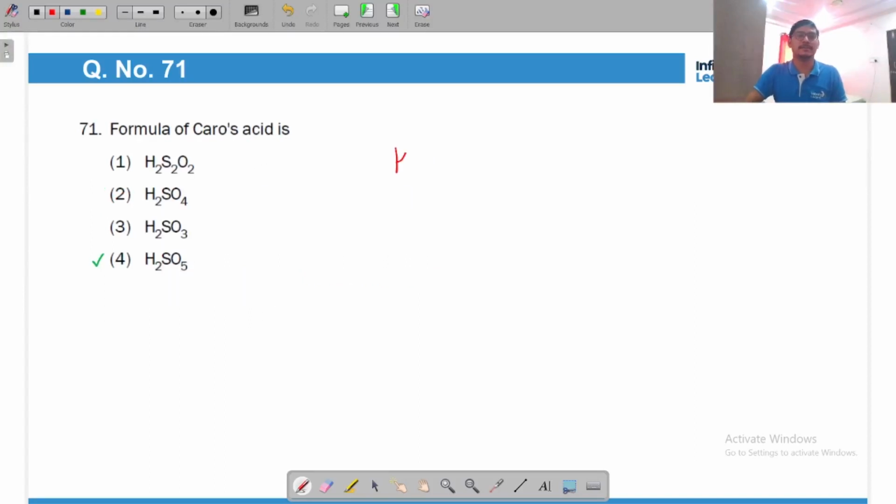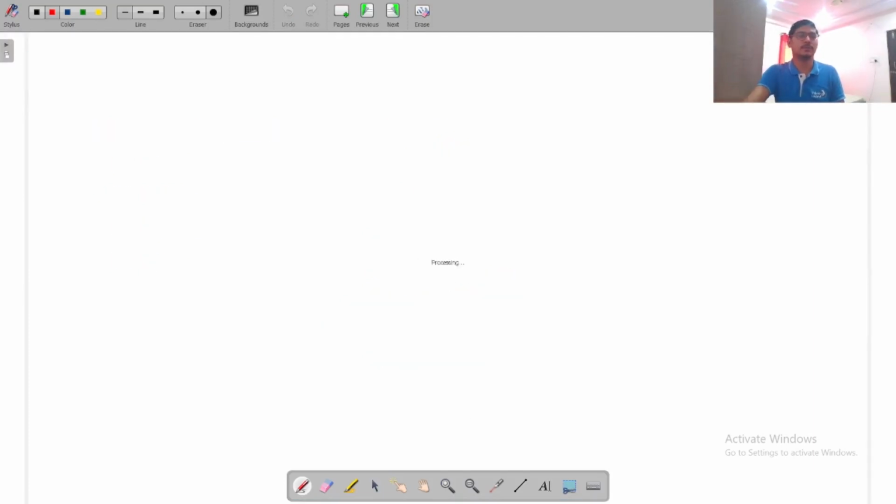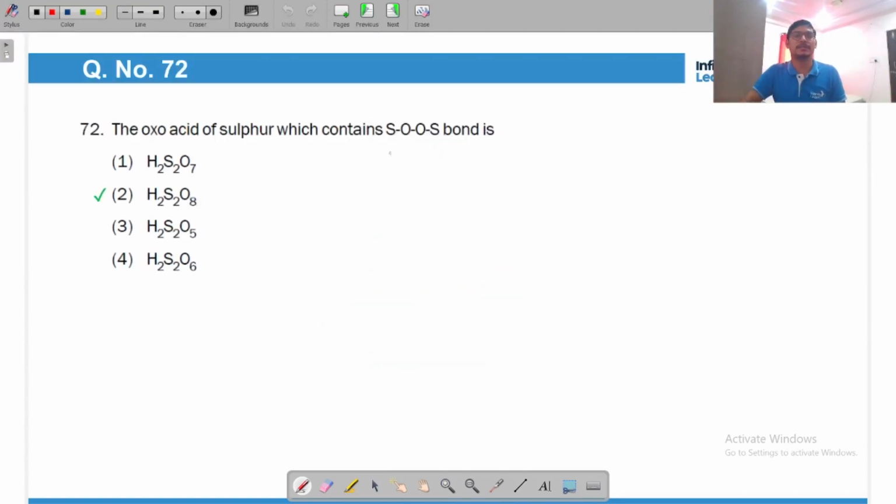Formation of Caro's acid, guys, it is H2SO5, which has a peroxide linkage, right? So this is Caro's acid. Then the oxoacid of sulfur which contains an O-O bond is H2S2O8, which we also call peroxydisulfuric acid or Marshall's acid. So I'm drawing the structure. This is the molecule.